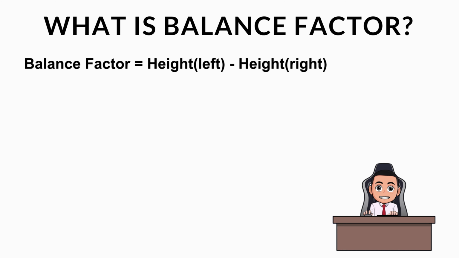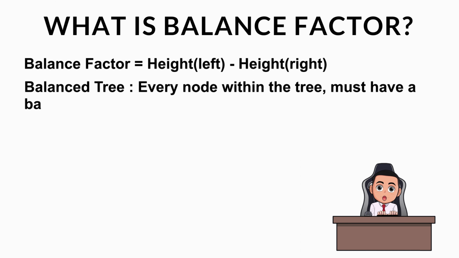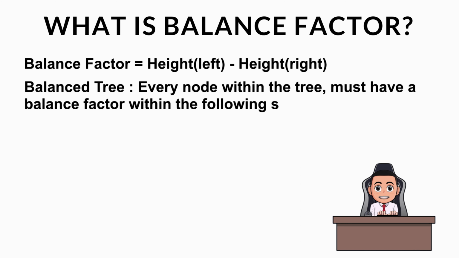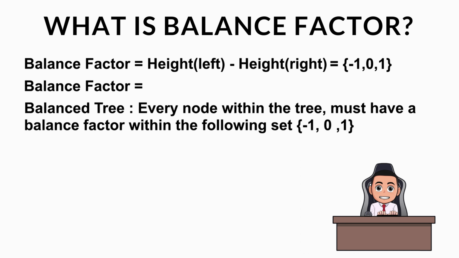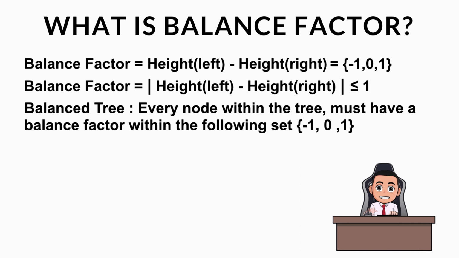It doesn't matter. In order for the tree to be balanced, the balance factor of every node within the tree must be within the following set. It has to be either -1, 0, or 1. You can also think of this another way: you just take the absolute value of the left minus the right, and this has to be less than or equal to 1. So these two statements are equivalent.